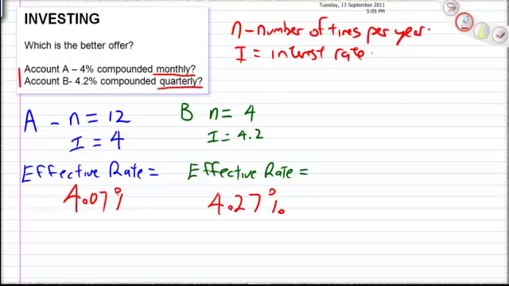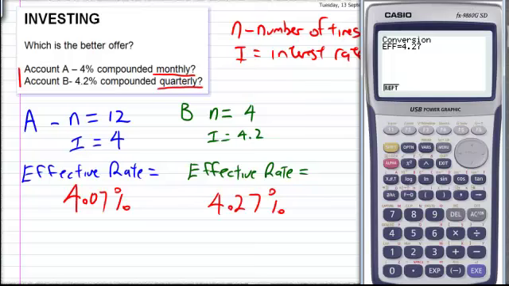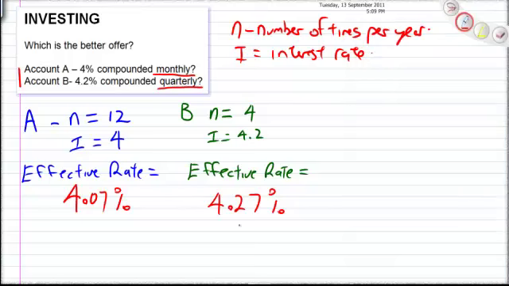And this is 4%, 4.07. As this is an investment, we want to get the best value, so we want to get the highest rate. This one here is our highest rate, 4.27, so therefore that is our better offer. Okay, account B is our better offer at 4.2, or the effective rate is 4.27.